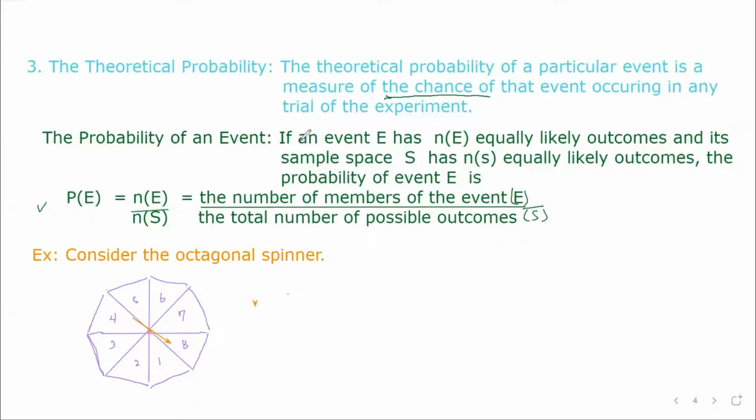In other words, let's state the definition of this probability of an event. If any event E has N(E) equally likely outcomes, where equally likely means the outcomes can equally happen, and the sample space S has N(S) equally likely outcomes, then the probability of the event E is this formula. So this is the formula of probability.